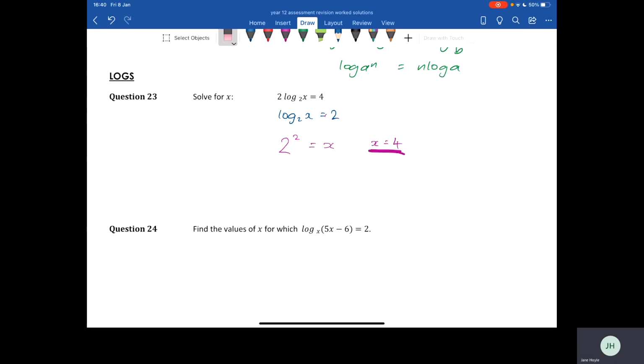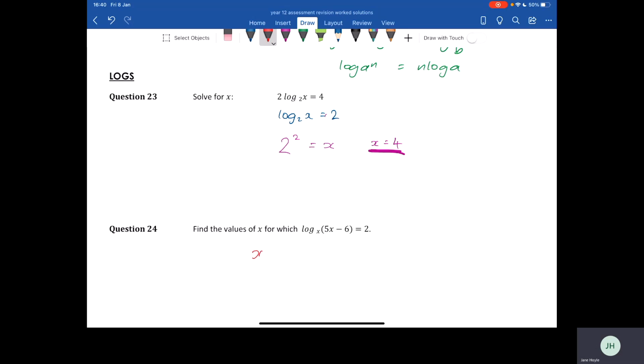An alternative way, I didn't mention it on the previous one, but some of you may just prefer a more automatic method of using a power of x on each side. So let's get rid of that word raising. I'll show you what I mean.